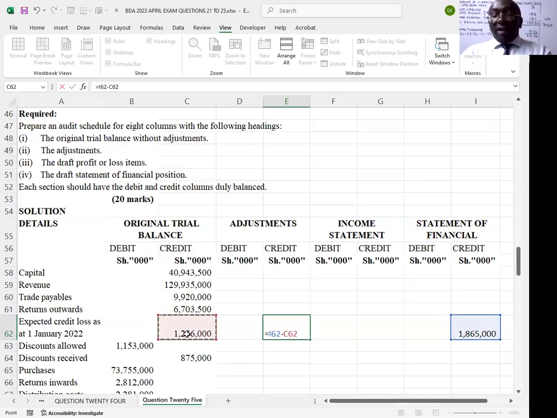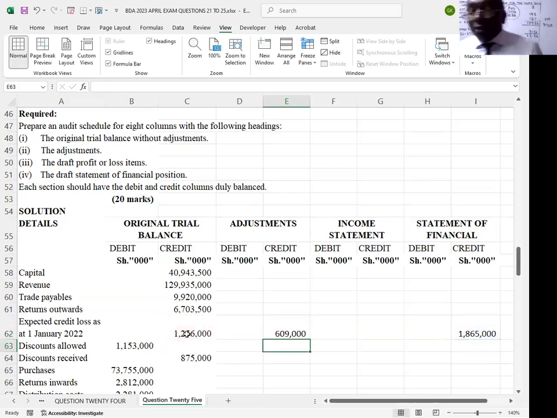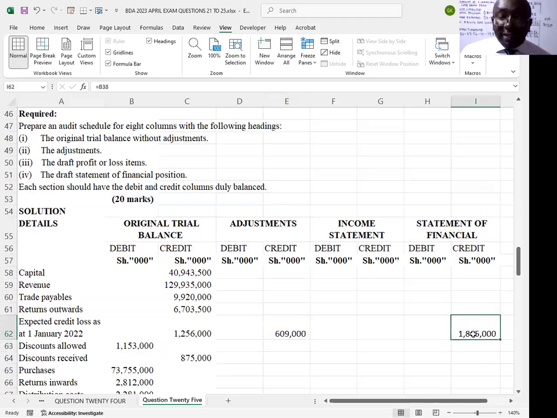The increase in that, give me that answer. Yeah. So that now, this 1256, if you add to this, it should bring you this. And I've said there's an increase in credit loss.